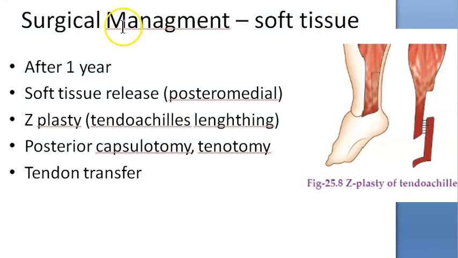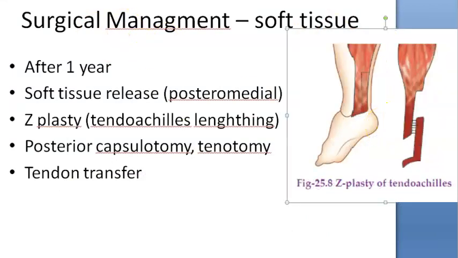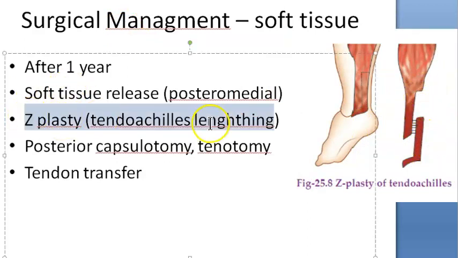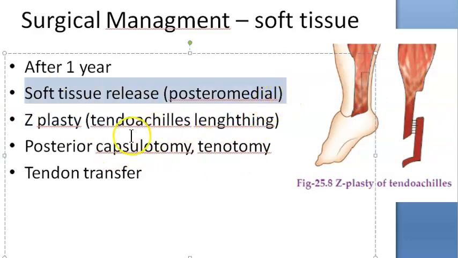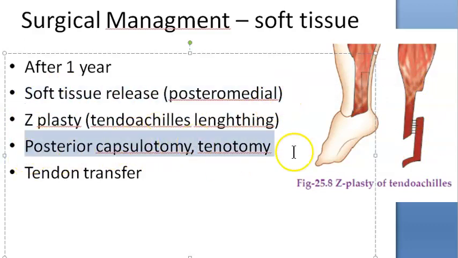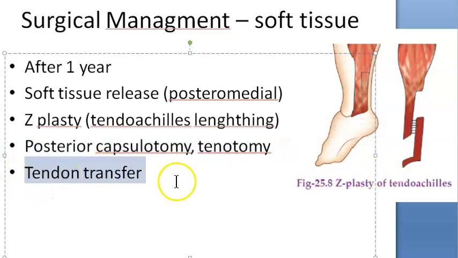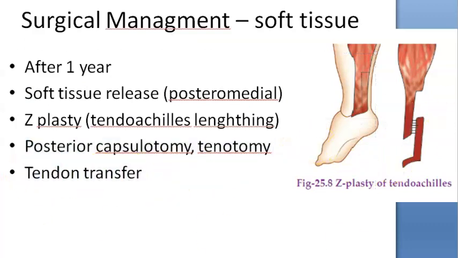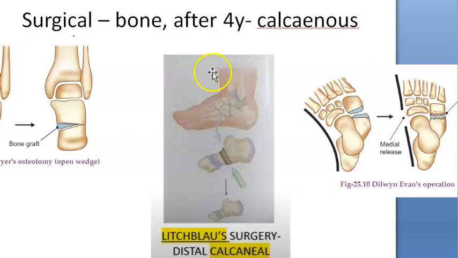So then they are talking about surgical management, Z-plasty of tendo-Achilles. Okay, so because this lengthening of the tendo-Achilles is required, they're doing Z-plasty. So that is what they have explained here in the diagram also. Then you will do some soft tissue release, postero-medial, then posterior capsulotomy, tenotomy, tendon transfer. Tendon transfer you'll write for almost everything where the muscle has a problem, right? Because of the nerve also, but if the muscle is not working, you can talk about tendon transfer.